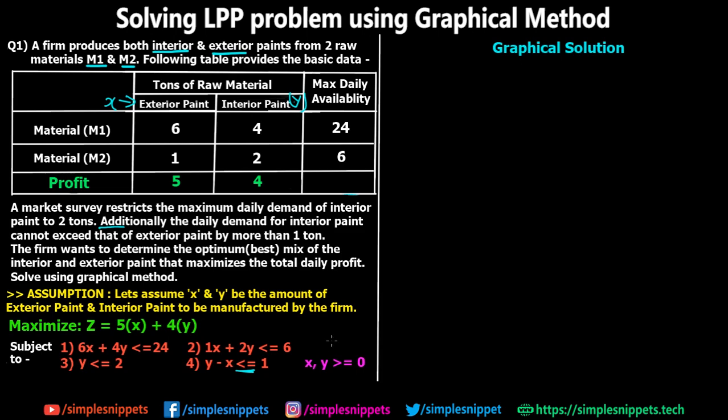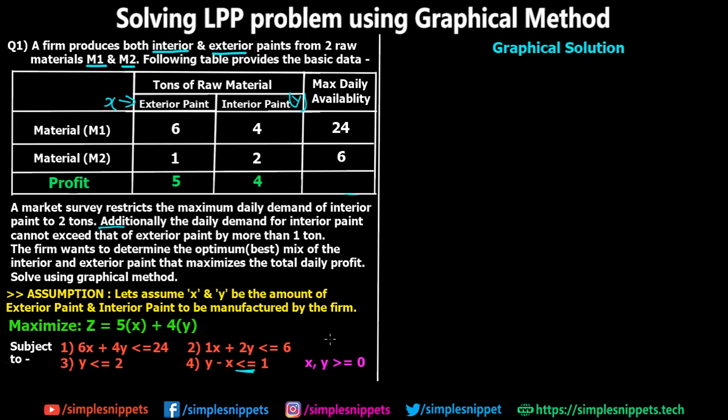So this is the entire formulation of LPP, and we've already done this in the previous 2 videos. So that's why I kind of took it a little bit fast. Now moving on to the graphical solution, because we want to actually find out the actual profit, which is going to be the highest profit, and the optimum solution, that is the actual quantity of X and Y, that is exterior paint and interior paint, to be produced to get the maximum profit. So these 2 things are supposed to be found out using the graphical solution.